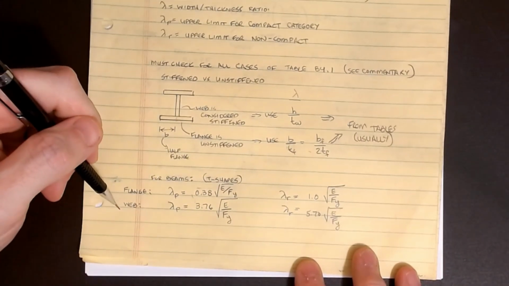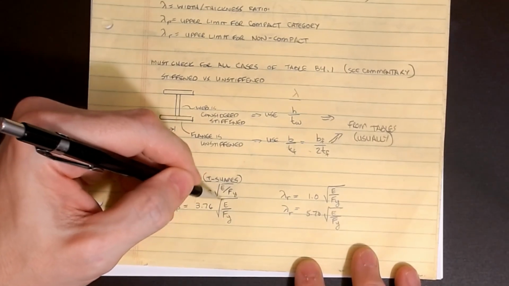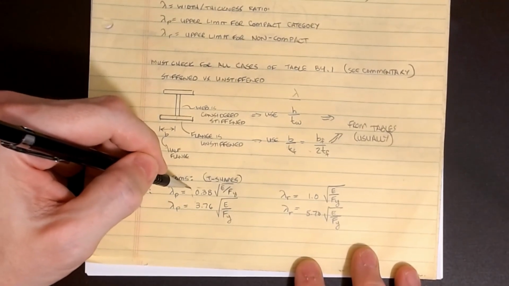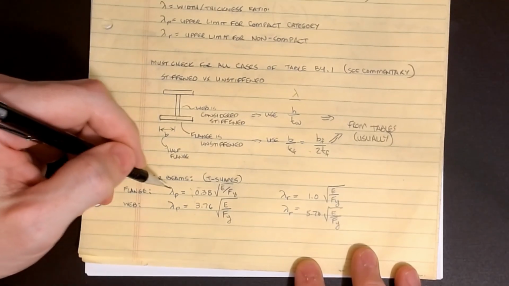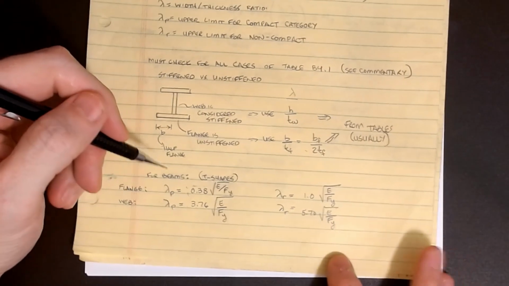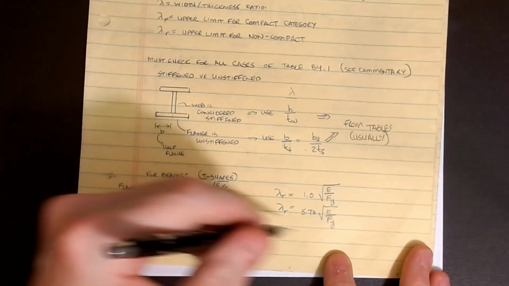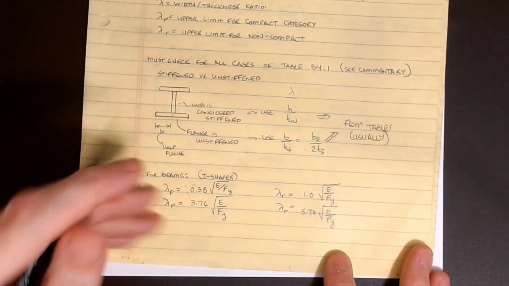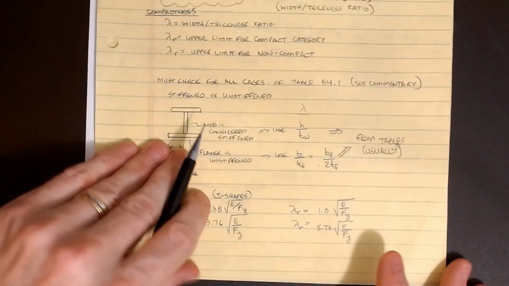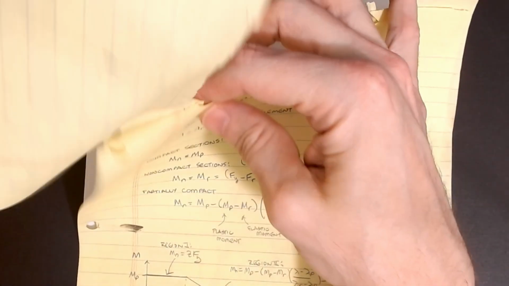For the web, it's a different set. Lambda p for the web is 3.76 square root of E over Fy. Notice the coefficients are different, and notice that this value is nearly 10 times as much as this value. So flange buckling is a weakness of these beams in terms of the compactness criteria. And then lambda r for the web is 5.7 square root of E over Fy. So the web has significantly higher lambda values. And for the web, I'll be using h over tw to compare that. That's kind of where we're going with this. We'll do a couple of calculations, and then I'm going to show you what the criteria means.